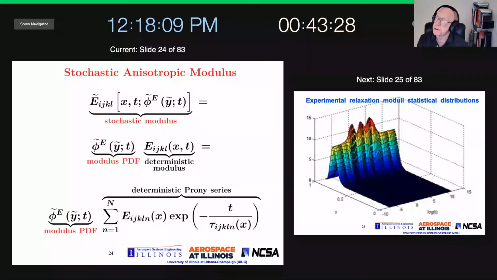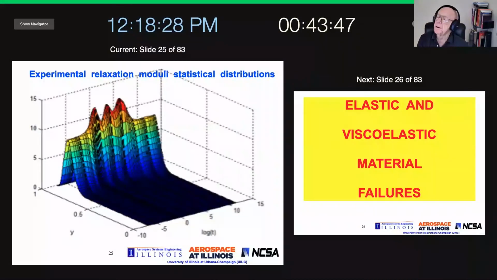And we can characterize the modulus as a deterministic function, which you see here, and a probability density function multiplying. This isn't the only way to do it, but it's the simplest one. And here is the 3D plot of what goes on with the modulus in terms of a time sequence. And this is one example.